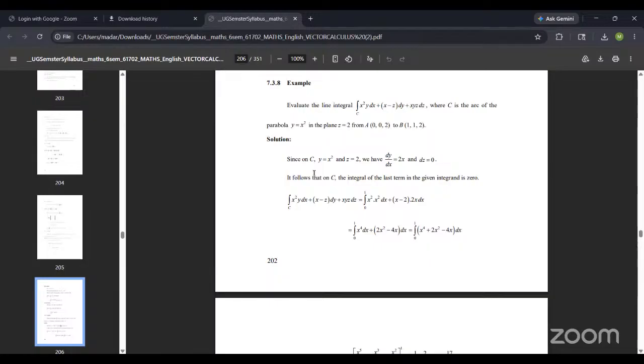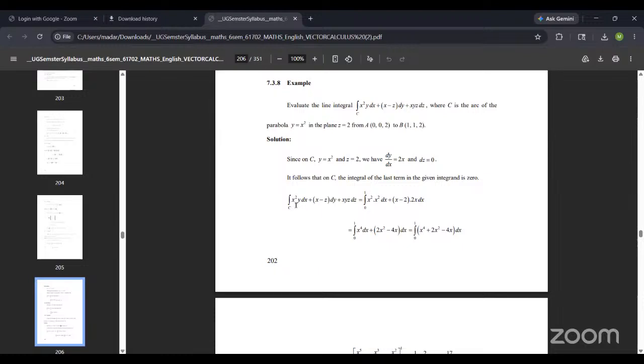Since the curve is y equal to x square and z equal to 2, then dy by dx will become 2x. When you differentiate y equal to x square with respect to x, dy by dx equal to 2x. And z equal to 2 means dz equal to 0. So it follows that the integral of the last term integrates to 0, because dz is 0 now. When you substitute dz equal to 0, this part goes to 0.